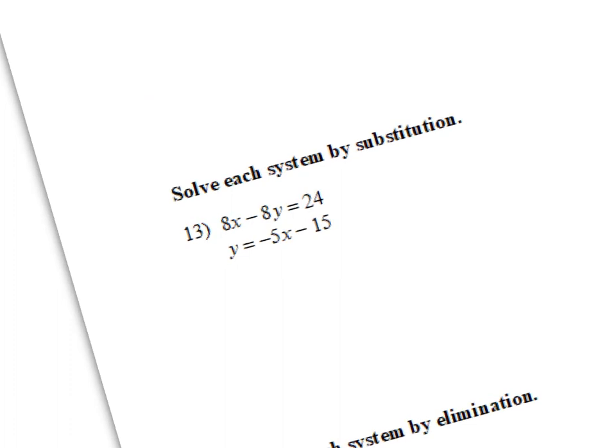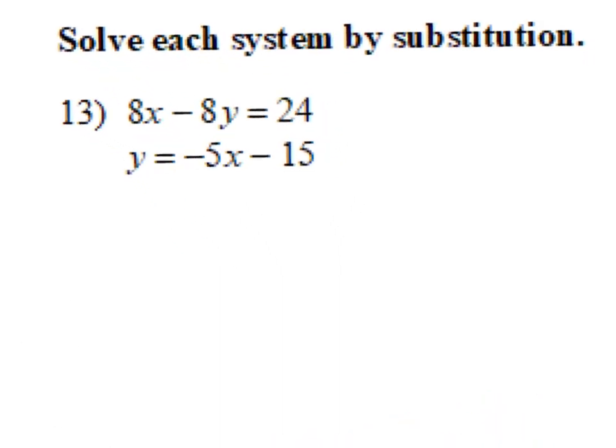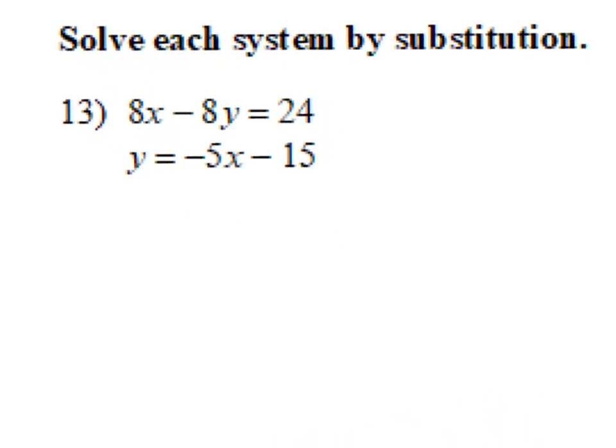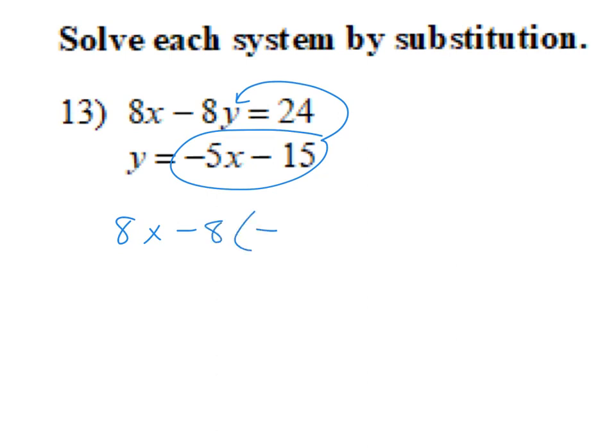Okay, number 13 here. All right, substitution. So we already have, remember we need an x equals or a y equals. We already have a y equals here, so we're just going to take this and plug it in for y. So I get 8x minus 8. In place of that y, put the negative 5x minus 15 equals 24. Now go ahead and distribute that negative 8 through.